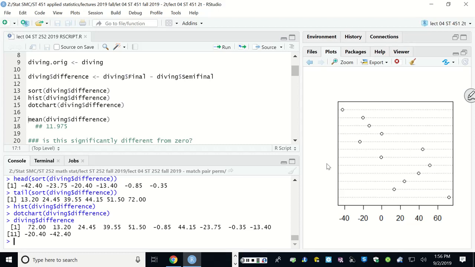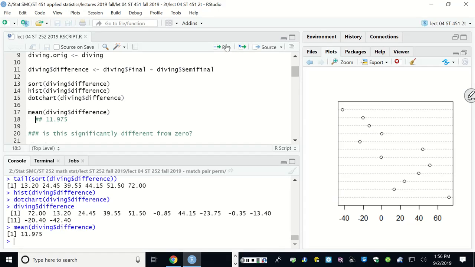A lot of other ones are in the 1,000, but so the average difference is 11.975, so 11 points on average difference. Right? Relative to the data that's there, right? It's a meaningful change, but is it significantly different than 0?